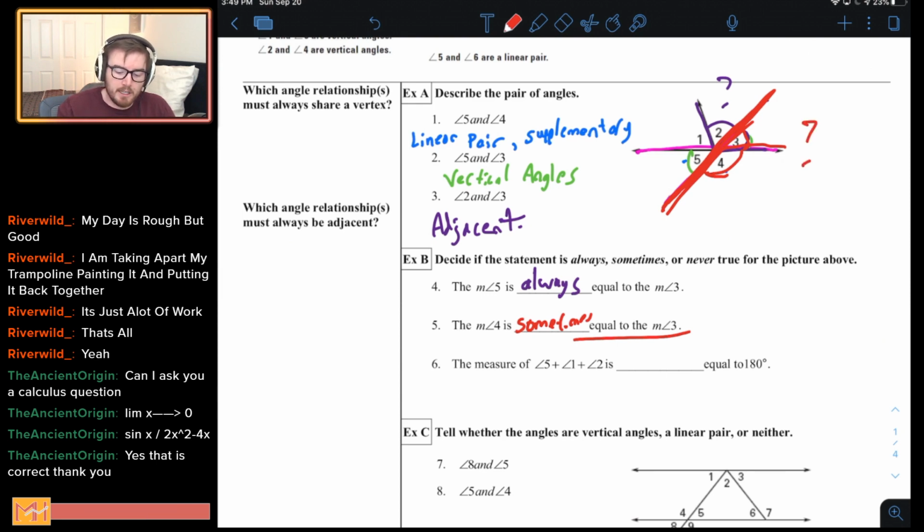Visually speaking, I'll draw a little eyeball. Visually speaking, they do look different, but they hypothetically could both be 90.